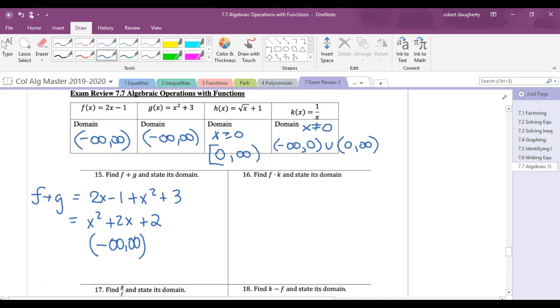f times k, okay, remember these are multiplication, not composition. So f times k is going to be 2x minus 1 times 1 over x. So this is just 2x minus 1 over x. And what is the domain restriction for this? Okay, I cannot divide by 0. So this inherits the domain of 1 over x. So every number except 0 is valid for this function.